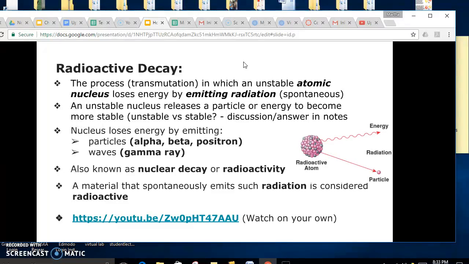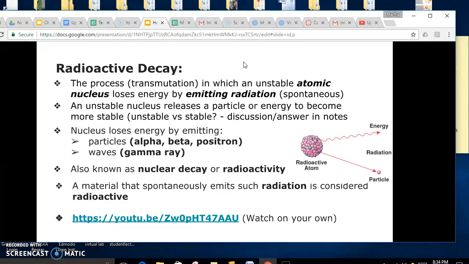We're going to have a little discussion on unstable versus stable in class, and you're going to see what that means here in just a little bit. But the nucleus is literally going to lose energy by emitting an alpha particle, a beta particle, a positron particle, or some sort of a wave like a gamma ray.